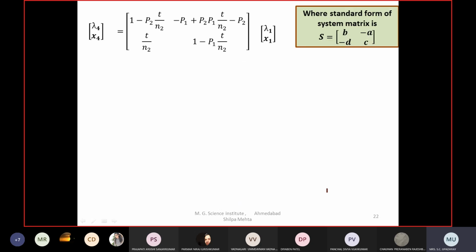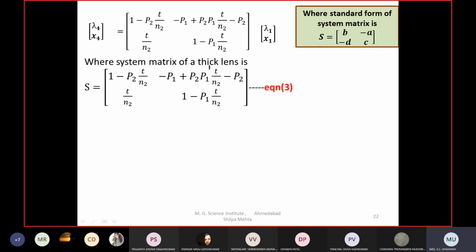So this is our system matrix of the thick lens, and the standard form of the system matrix we know: B, minus A, minus D and C. If we compare it with this standard form, the first element is B. The second element is minus A, so this element is equal to minus A. The third element is minus D, so T upon N2 is equal to minus D. And this last element is C, so this is equal to C. So the system matrix of thick lens is represented by equation 3, the same equation, and comparing with the standard form.